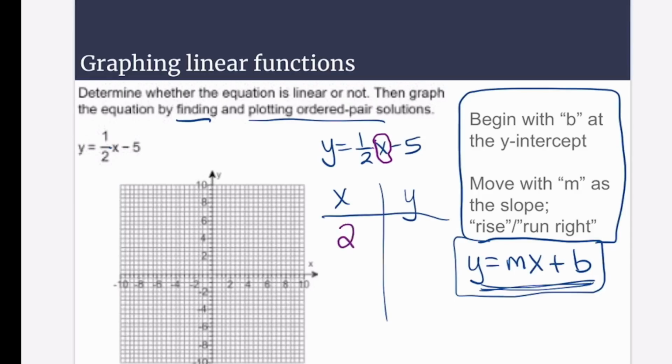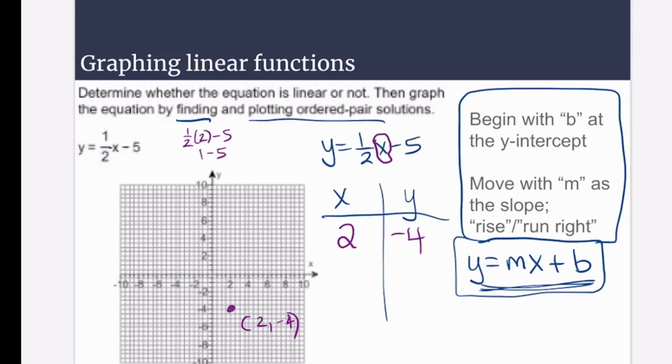So for x, I'm going to use the number 2. So if I plug that in, I'm going to get 1/2 times 2 minus 5. Half of 2 is 1, so I get an integer because I used a multiple of 2. So the y value is going to be -4. So I can go 2, -4, and there's one point.